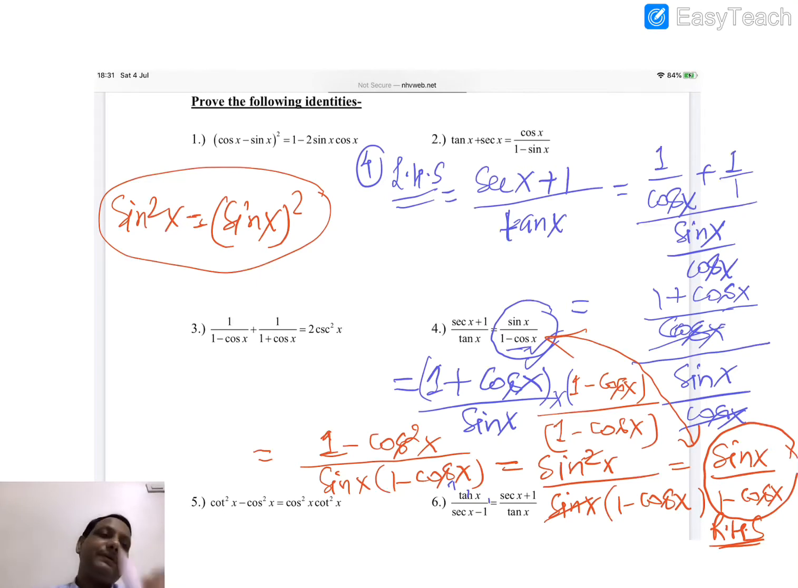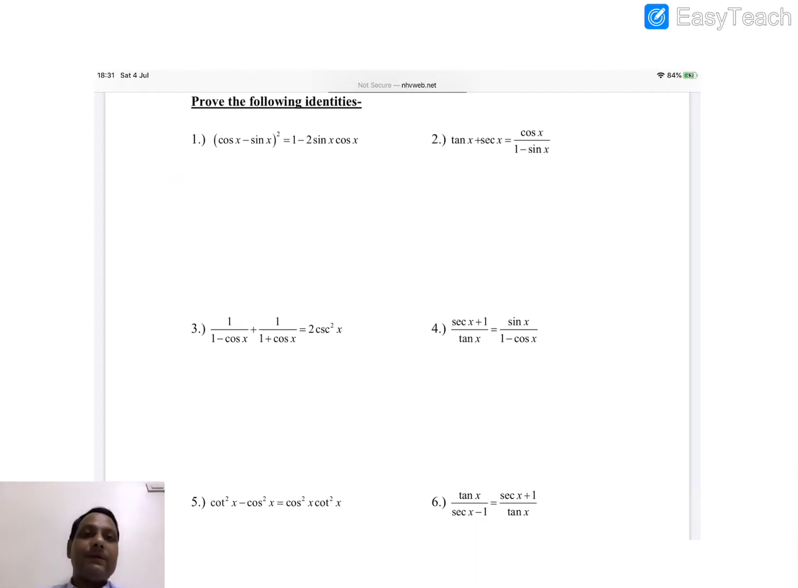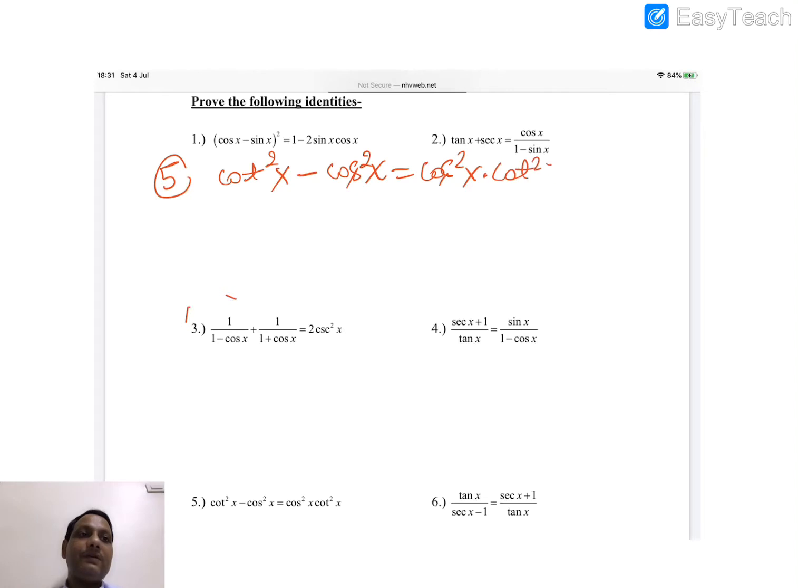Now you all have to go for question number 5. So question 5 to start, I will clear the screen. So here, see you all. Question number 5 we have here: cot square x minus cos square x is equal to cos square x into cot square x.